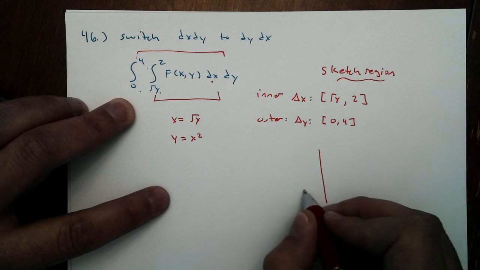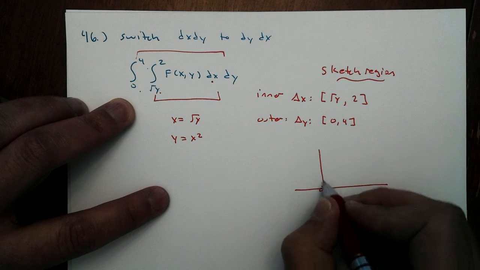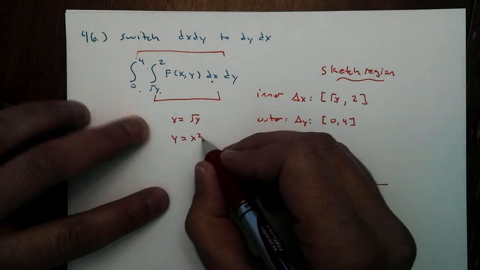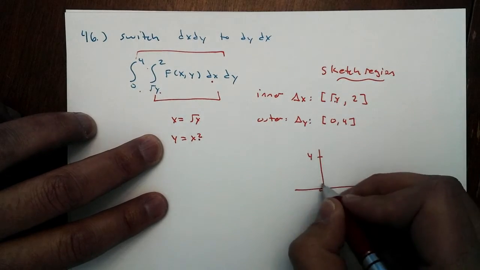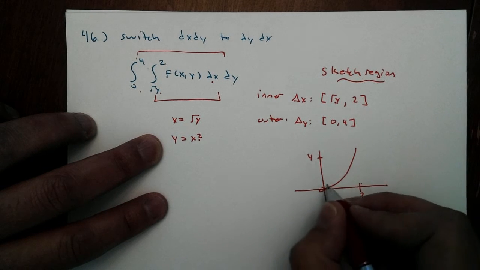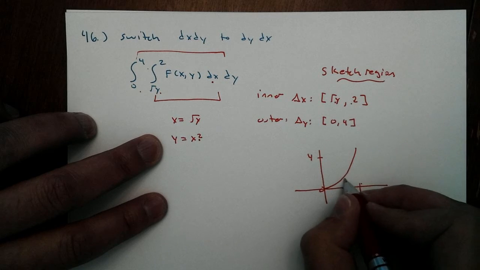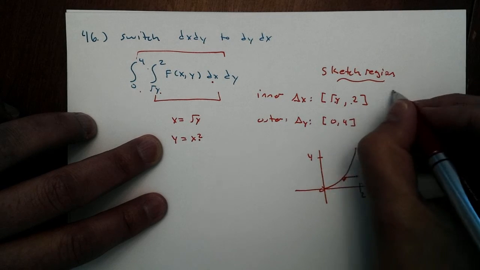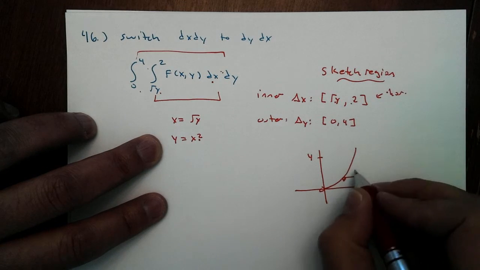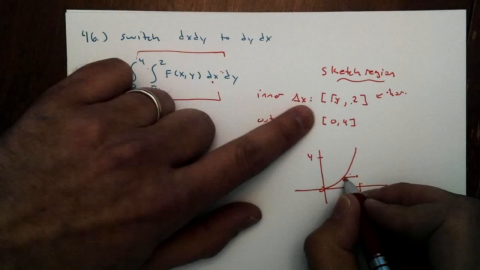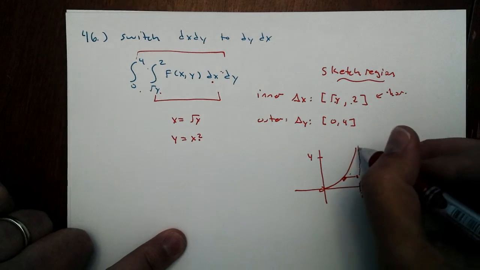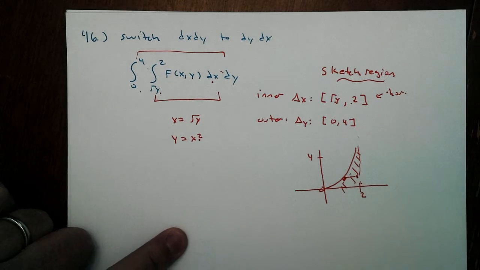So if I want to sketch this, my y values go from 0 to 4, but my x's go from the square root of y to 2. Or remember, this is just x squared, right? So if I draw x squared, and there's, let's say, 2, our x's are going to go from the square root of y to 2. Remember, this is telling me, because x is first, that this is a horizontal rectangle. So that's telling me I'm at a minimum of the square root of y and a maximum of 2. So we are looking at this region right in here.